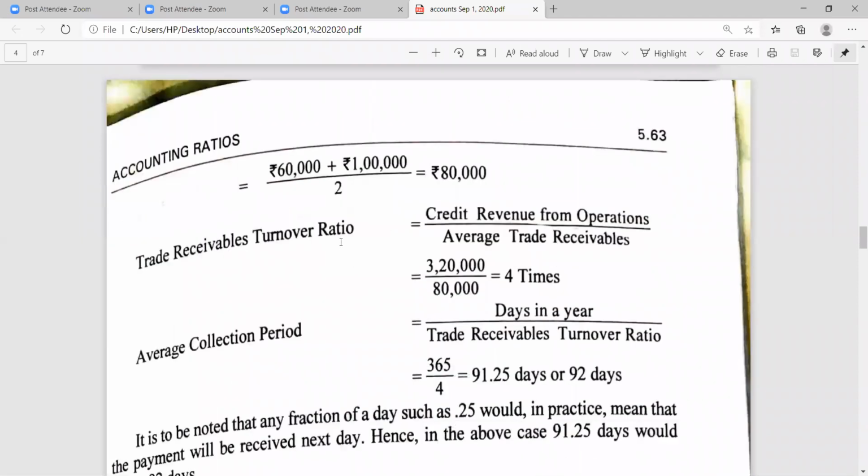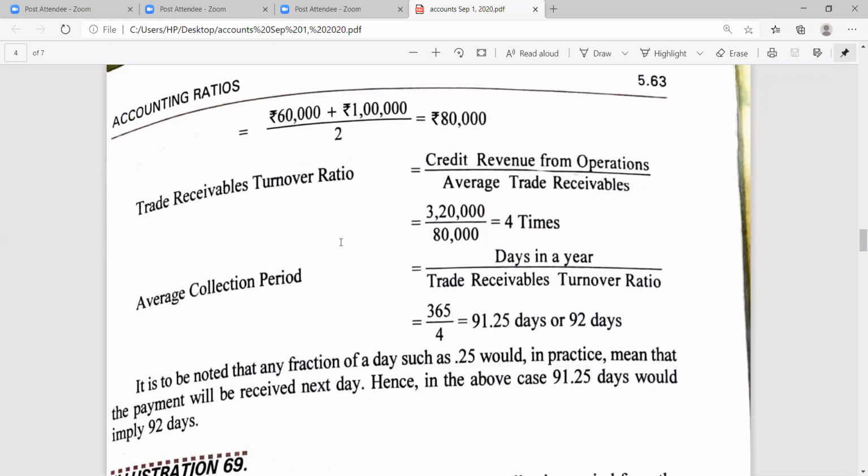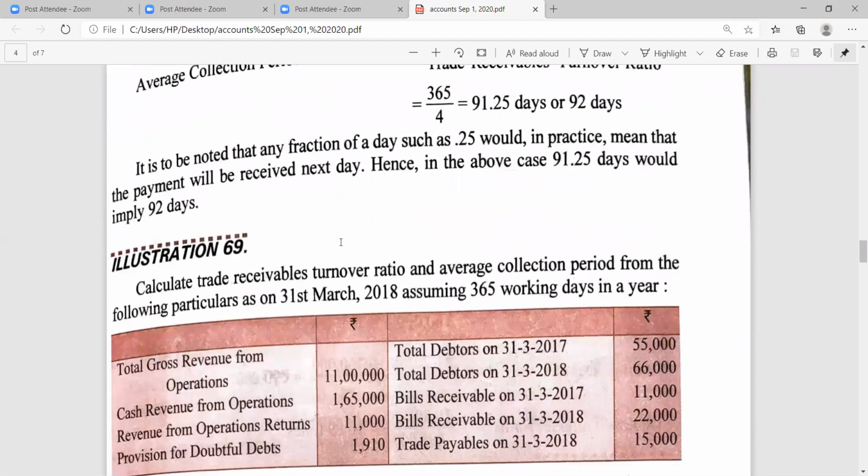It is to be noted that if any fraction of a day is given to you in practice, it means the payment is to be received on the next day. Don't make it a round figure. If after the decimal something is there, it means the payment is to be received the next day. That's why we would say 92 days instead of 91. In this way, you have to do all the next questions on the further information, all the questions of the related topic.